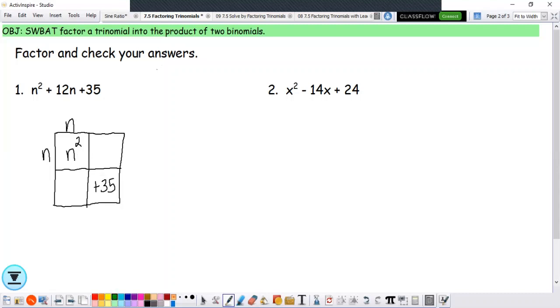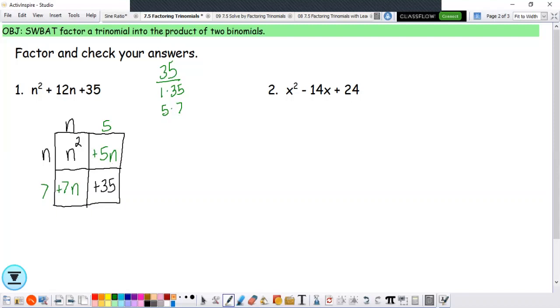factors of 35. Well, factors of 35 are 1 times 35 and 5 times 7. Well, which of these pairs will combine to give me 12? Well, 1 plus 35 is 36. Everything's positive, so I'm guessing everything here has to be positive, so that's not going to work. 5 plus 7 does add to give me 12, so I'm going to put 5 and I'm going to put 7 on my diagram. 5 times n is 5n. 7 times n is 7n.